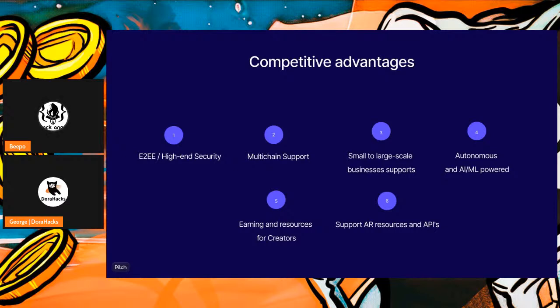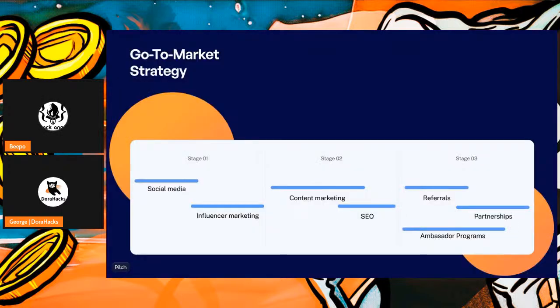Now, our competitive advantage is that the user interactions and the server interactions with Beepo are all secured with end-to-end encryption, multi-chain support, small to large-scale business support, an autonomous and AI-powered moderation system, earning resources for creators, and then we support AI resources for creators also.